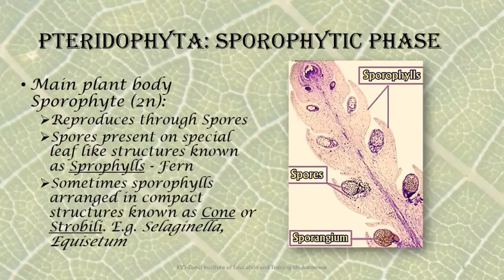Sometimes these sporophylls are arranged in compact structures. These compact structures are known as cone or strobili. These are found in Selaginella and Equisetum.